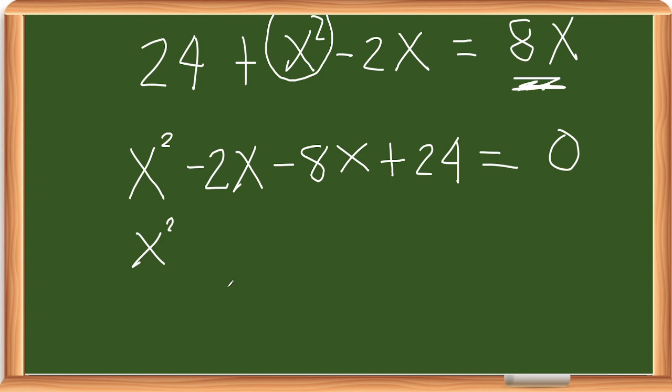Subtracting unlike signs? I-add po, ma'am. Okay, add. Anong sign ang gagamitin? Negative. Okay, because that is the sign of the first number, no? So that is minus 10x, and then plus 24, equal to 0.